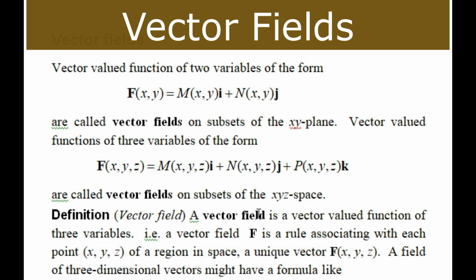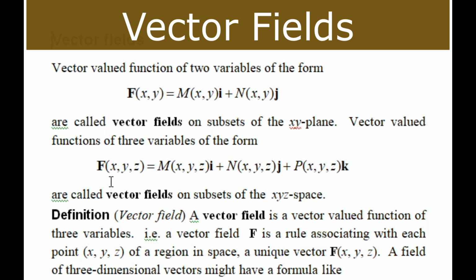So ordered pairs xy are points on some subset of the xy plane, isn't it? So this f of xy, which produces the vector m of xy i plus n of xy j, is a function from a subset of the xy plane, and it produces a vector. These types of functions are called vector fields, and these vector fields are defined on subsets of the xy plane.